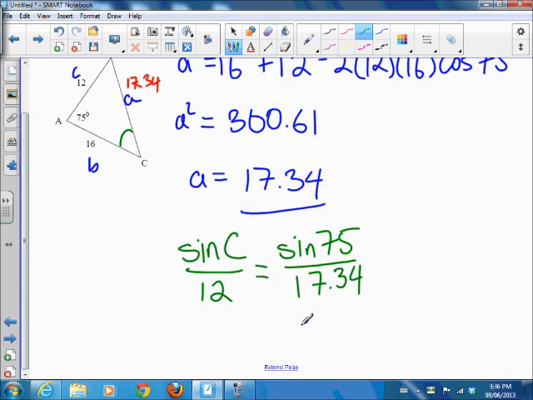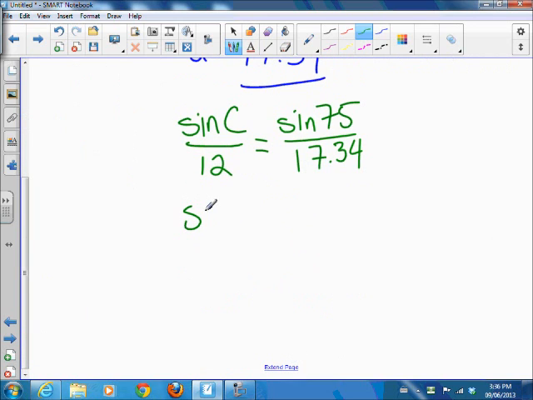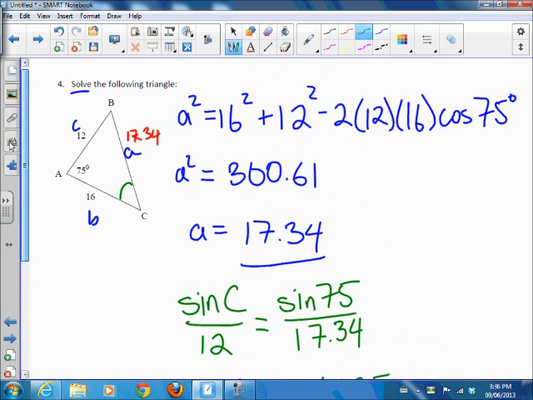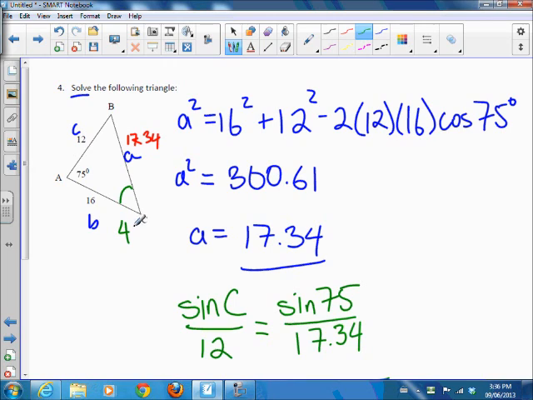Okay, so now we just have to cross multiply, and we get that sine C is equal to 0.6685, and then we do sine inverse. So on your calculators, you're going to do sine inverse 0.6685, and we get 41.95 degrees. Okay, so this one is 41.95 degrees.